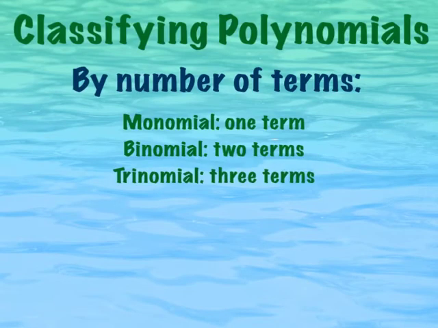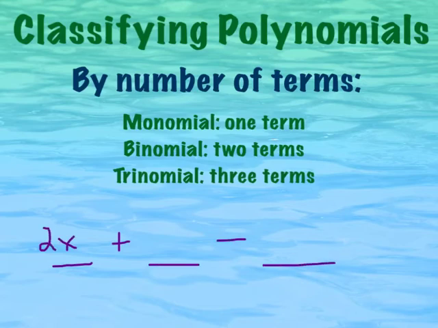The first things we talked about were classifying polynomials. There were two different ways: by number of terms and by degree. Number of terms, remember terms are the things that are separated by the plus and minus signs. If we had something like 2x squared plus 3x minus 4, that is a trinomial because it has three terms.